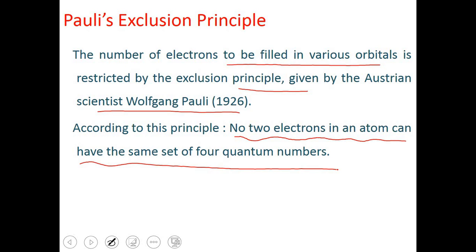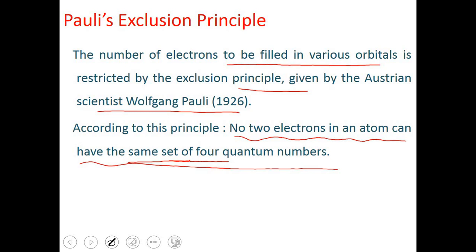You already know that. I have explained it in my previous videos. If you want, you can refer to my previous video, the name of the video was quantum number. So according to this principle, no two electrons in an atom can have the same set of four quantum numbers.